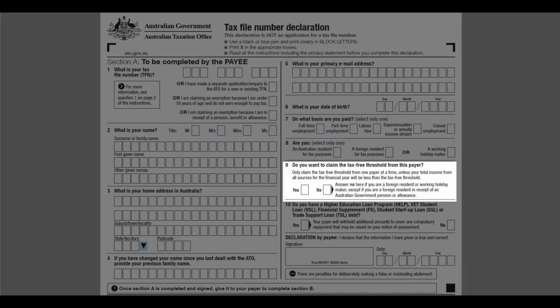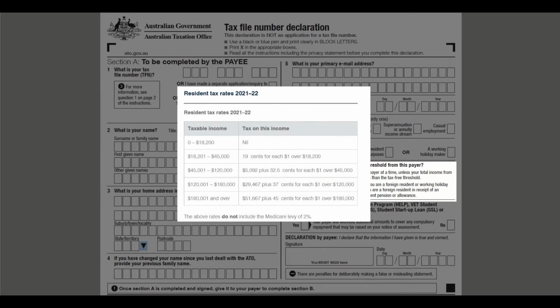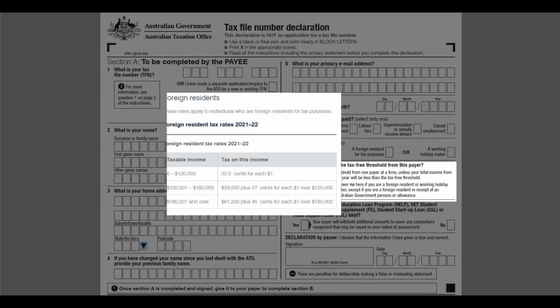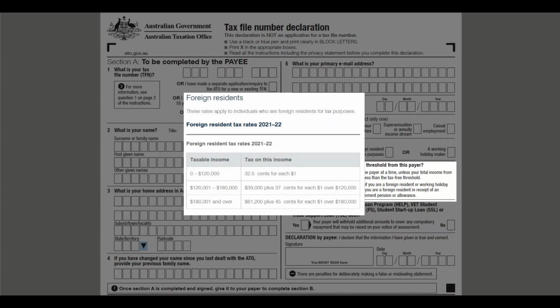Question 9 is referring to when you want to claim the tax-free threshold. Typically for Australian tax residents, the first $19,000 you earn each year is tax-free. The tax-free threshold may not apply to your salary if you are not an Australian tax resident, and there are different tax rates for non-tax residents.